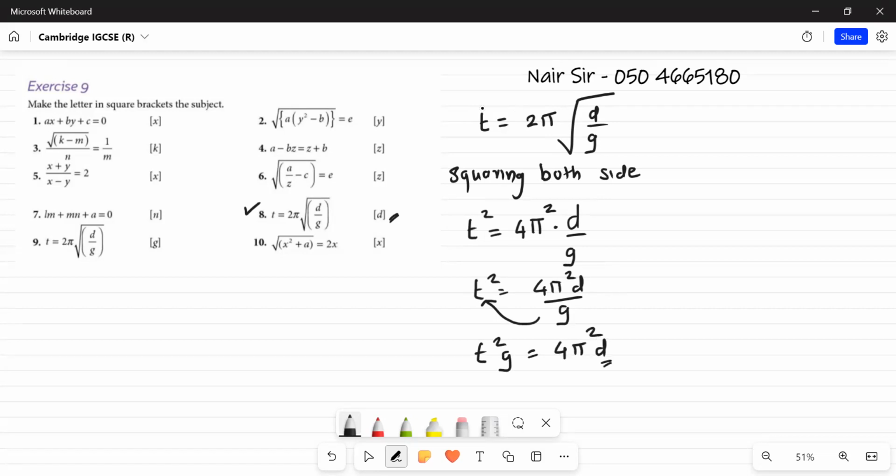Now, sir, b is here. I can just interchange this. I can write this equation as 4 pi square b is equal to T square g. So b can be written as T square g upon 4 pi square, which is multiplied to b. What will happen after the multiplication is division. That's my answer. So you need to be just careful when you are doing the left hand side, right hand side. That's all.